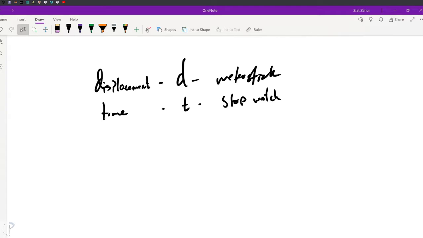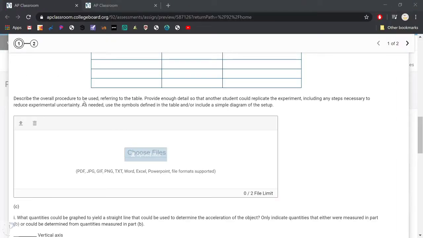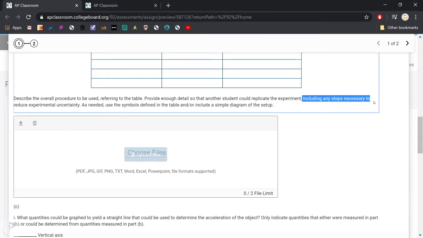So it also says, this part is kind of important. Provide enough detail so that another student. Oh, okay, not that part. Where's the other part? Oh yes. Include any steps necessary to reduce experimental uncertainty. Okay, so what does that mean? What are they trying to say here? Include any steps necessary to reduce experimental uncertainty. Well, we want to make sure we do everything efficiently, and most importantly, we want to minimize the sources of error.